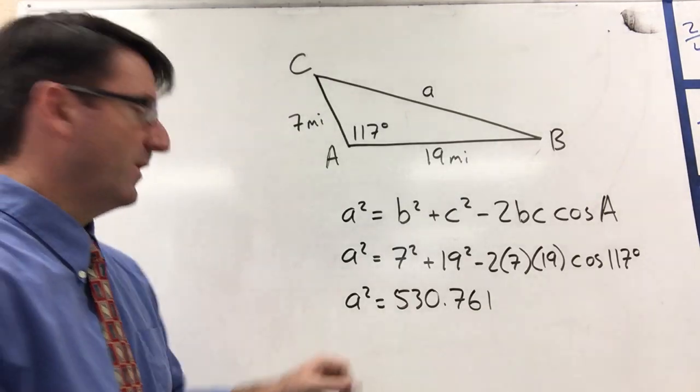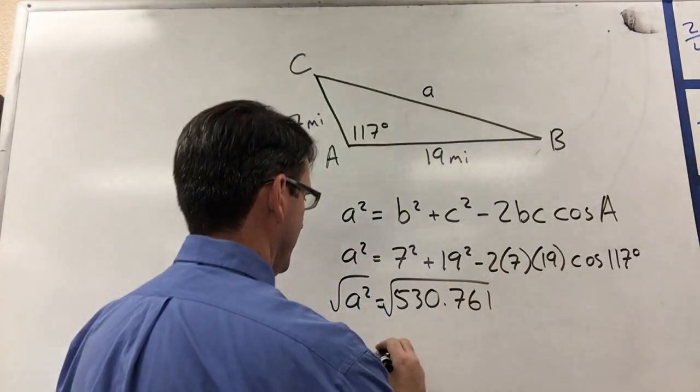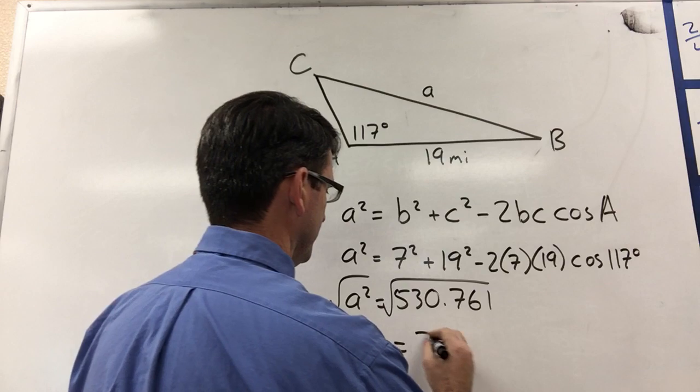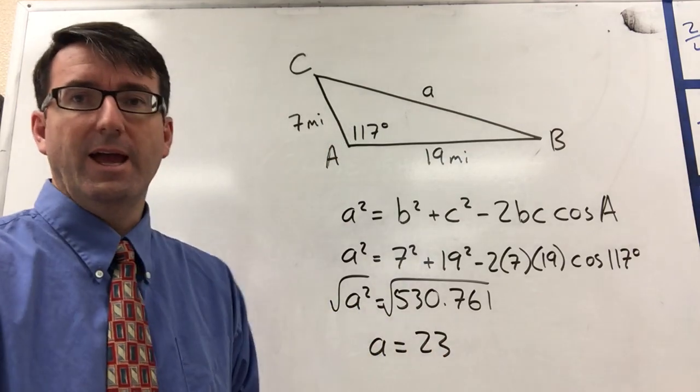And then that's A squared, so we need to take the square root of both sides, and we get that A is equal to 23. And that's the answer.